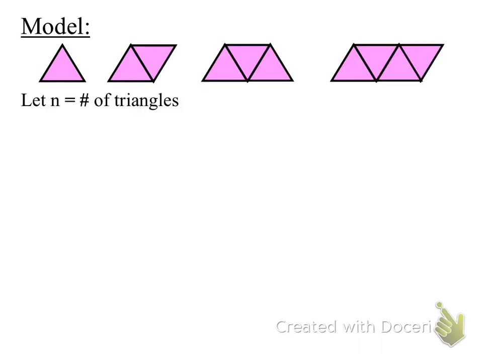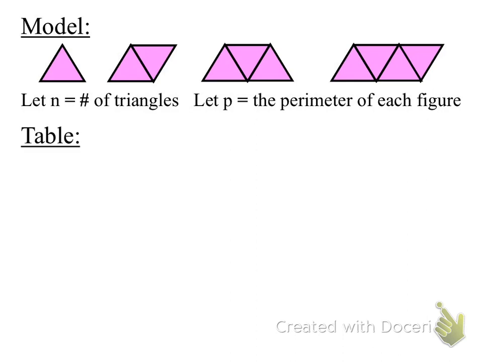Let's say that N stands for the number of triangles and P stands for perimeter. N for the number of triangles and P for perimeter. Let's make a table first. What do you think depends on the other? Does triangles depend on perimeter or does perimeter depend on triangles? All right, so if perimeter is the depender, we put it in the Y column.